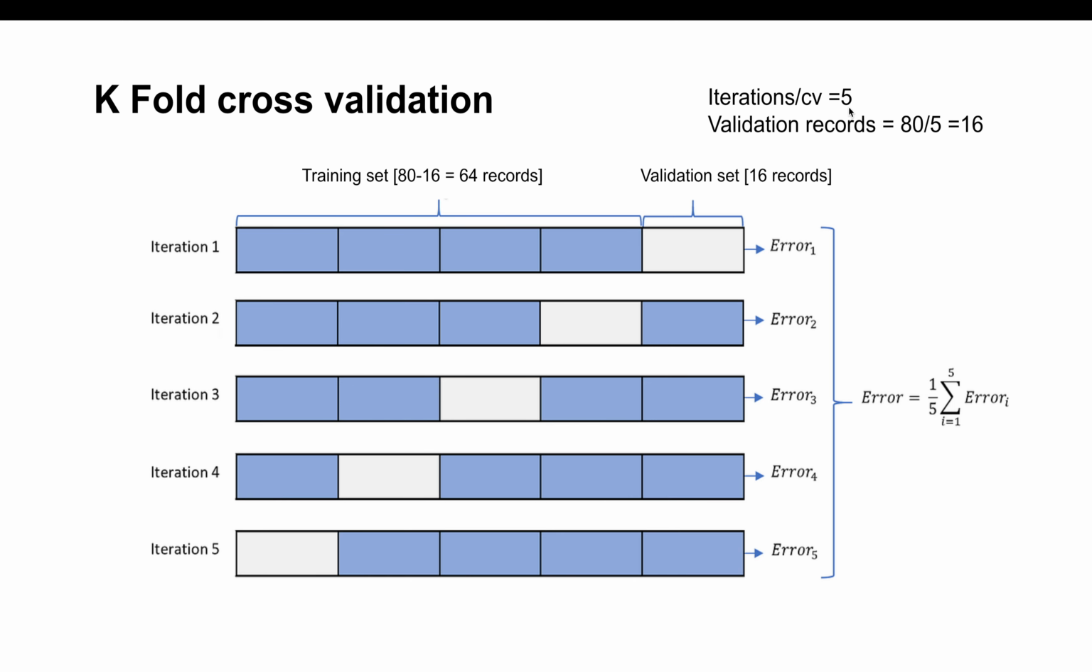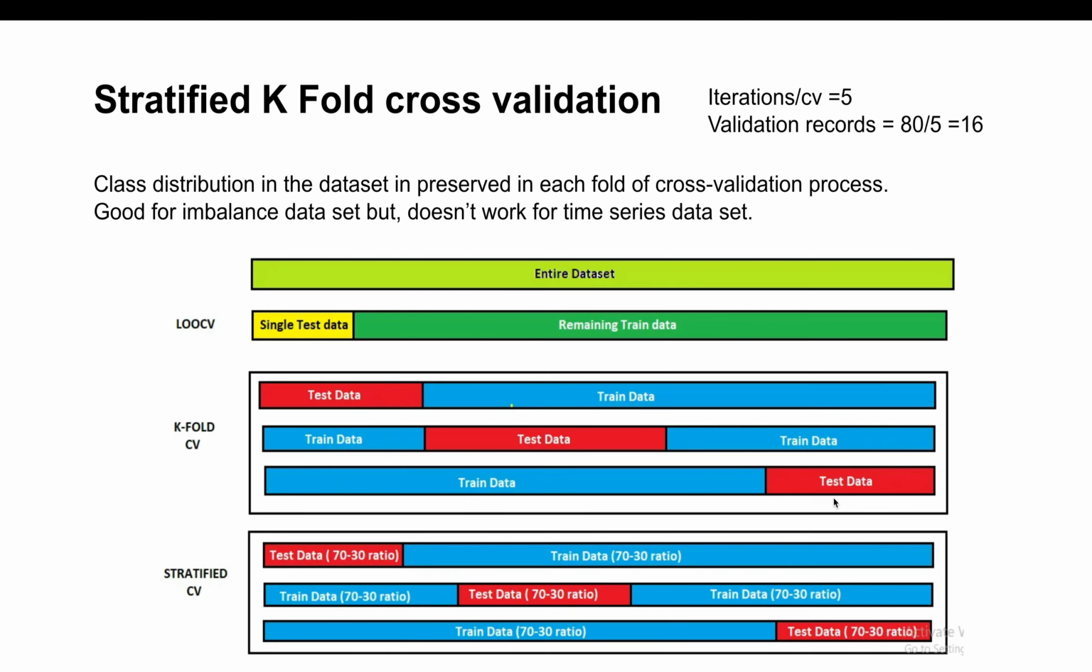Now since you have defined the CV value, or the iteration value, as 5, in this case you will have 5 iterations. In each of these 5 iterations, you are going to make sure that every 16-record block of data is counted. The first time, the 16 records you have chosen are not chosen in the second iteration. In the second iteration, you choose the next 16 records, and in the third iteration, the next 16 records. Based on that, you get your error and your accuracy, and you average out the accuracy based on these errors. So this is called your KFold Cross Validation.